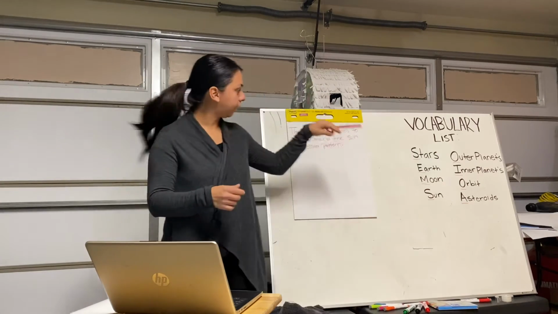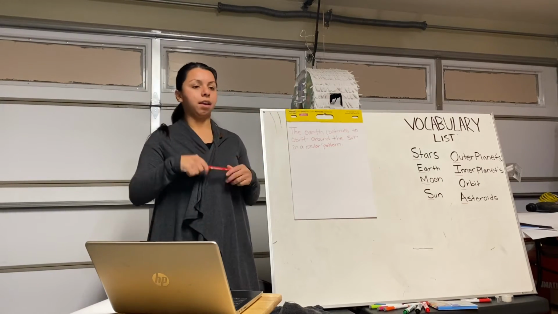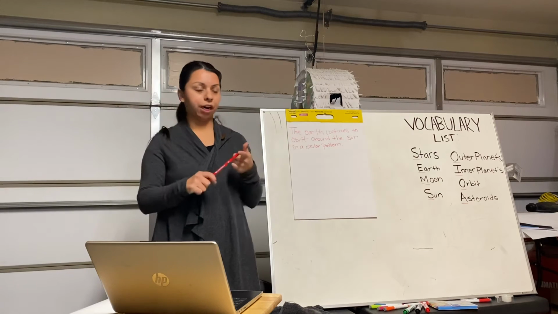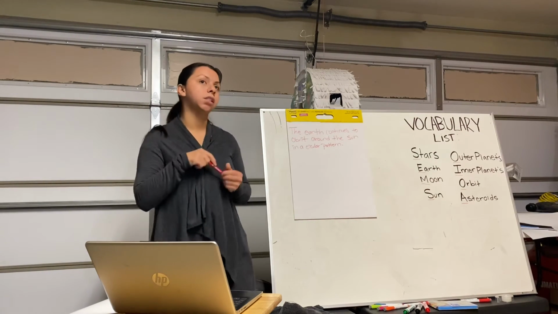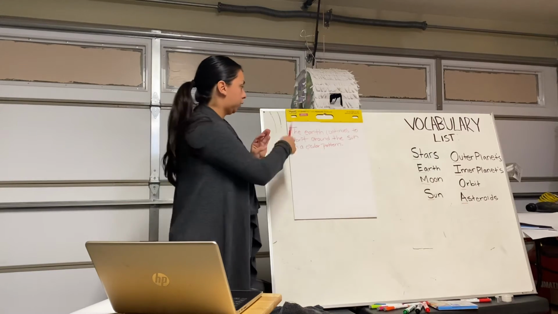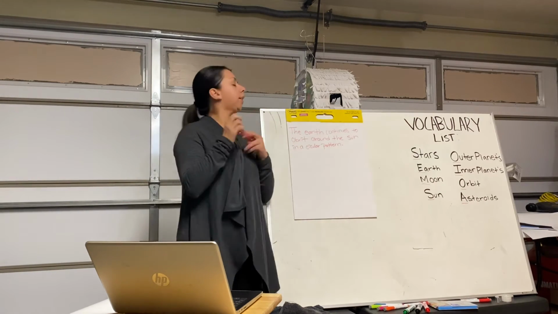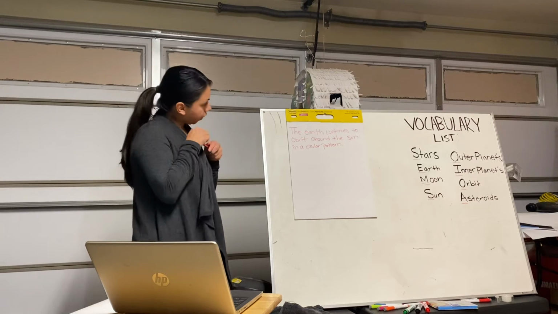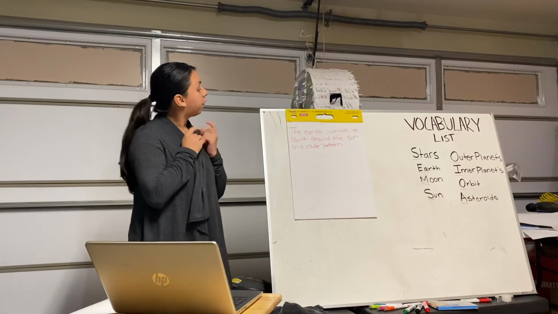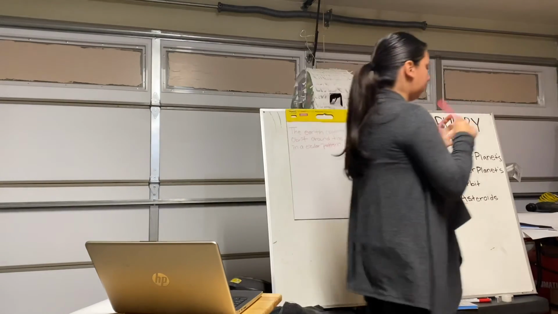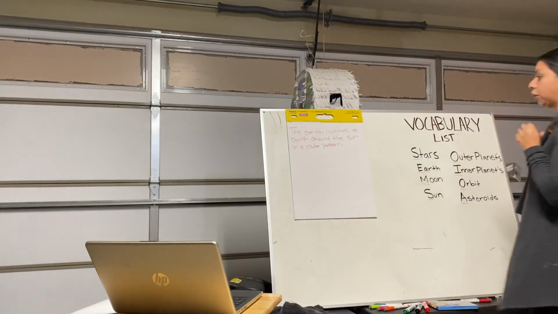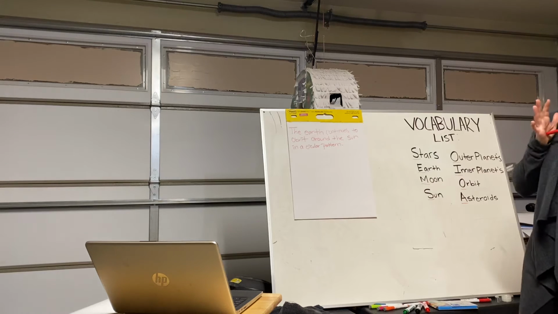Let's have somebody read this sentence up here, and then, since you guys already shared your sentences with each other, I want to hear a couple of sentences from the class up here. So, Catherine, can you read this sentence up here? Earth continues to orbit around the sun in a circular pattern. Good job. Thank you. So the Earth continues to orbit around the sun in a circular pattern.